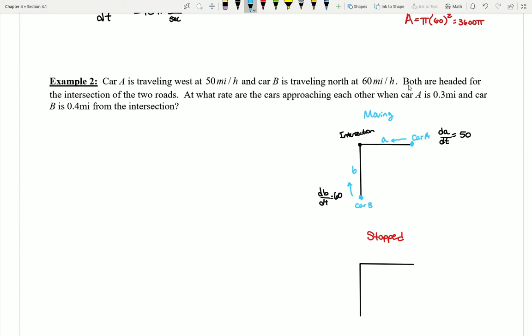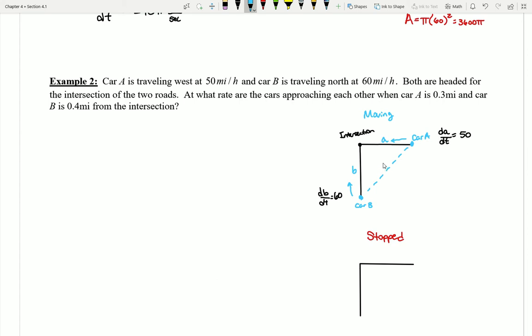Now, we've already seen that both cars are going to be headed for the intersection of these two roads. And the real question we have here is at what rate are the cars approaching each other? Okay, so the cars are approaching each other. If I wanted to measure the distance between the cars, I could measure right here, along this diagonal, this straight line. This would be how close the cars are together.